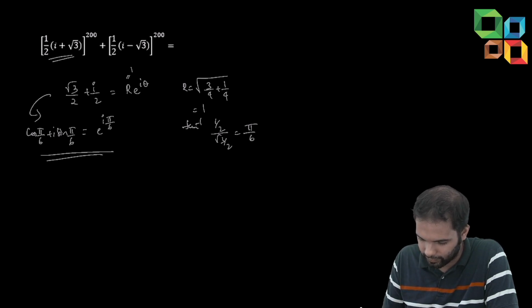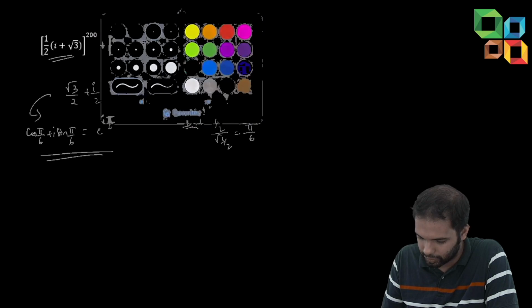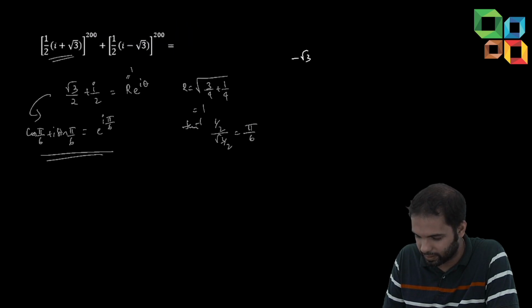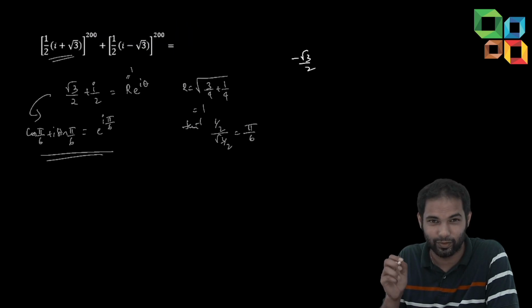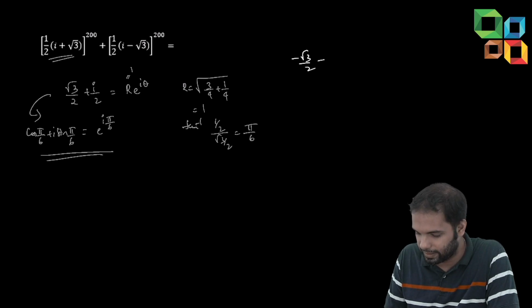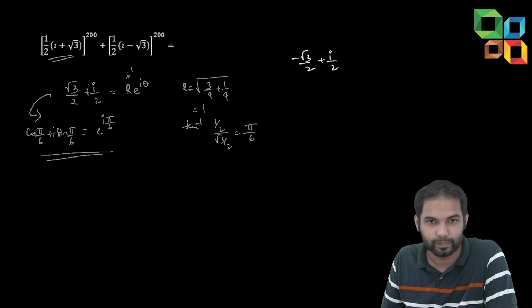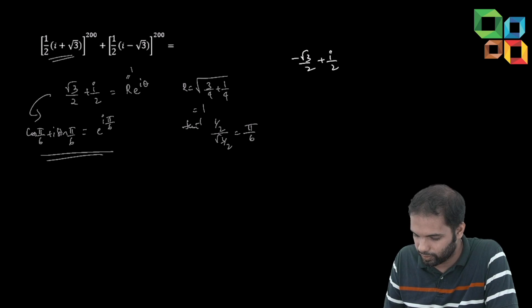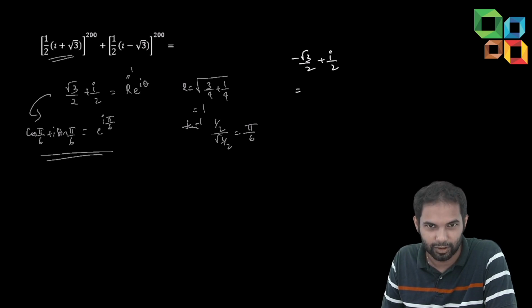Let me write it in the standard form though. So it is minus root 3 by 2. Remember, the negative sign is for the real part. Plus i by 2. Okay. So you could guess. Now cos is changing, not sine. Just look at the terms.